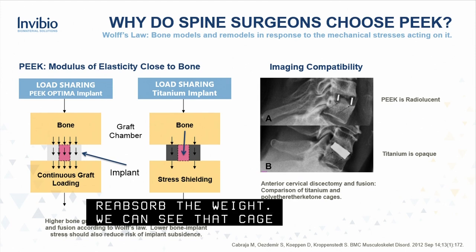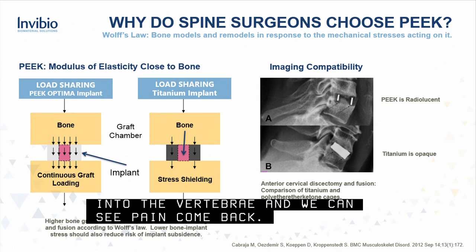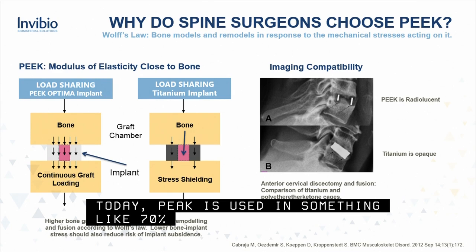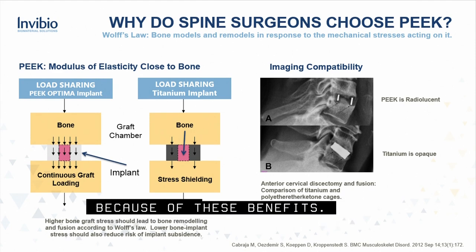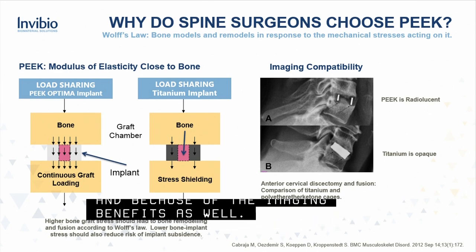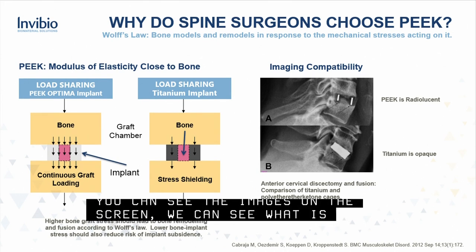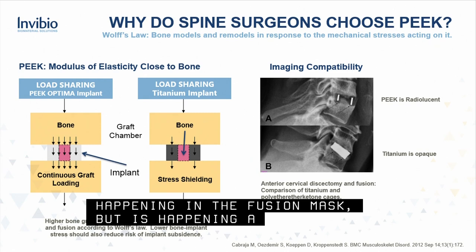So today, PEEK is used in something like 70% of all spinal fusion procedures because of these benefits and because of the imaging benefit as well. You can see on the images on the screen, we can really see what's happening in the fusion mass, what's happening at the end plates, compared to titanium devices where we really can't tell what's going on in that fusion space.